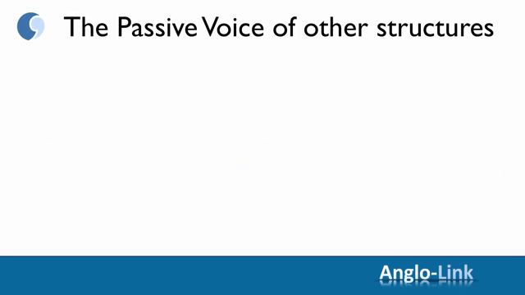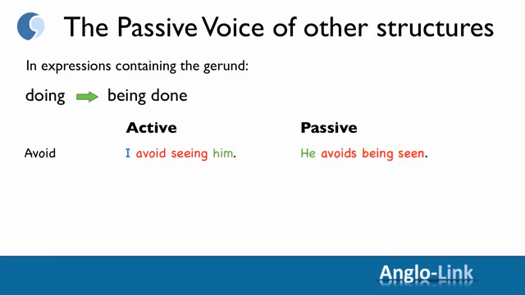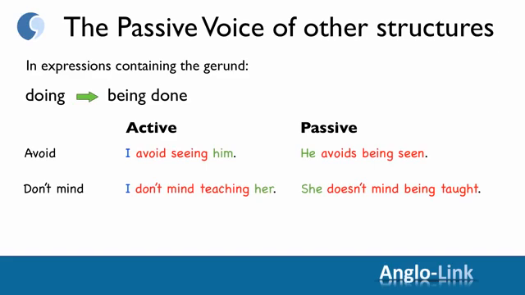And the final structure, in expressions containing the gerund, doing, the passive voice is with being done. Let's look at a couple of examples. Avoid. I avoid seeing him. The passive form would be, he avoids being seen. Or, with the expression I don't mind, in the active form, I don't mind teaching her. In the passive form, she doesn't mind being taught.